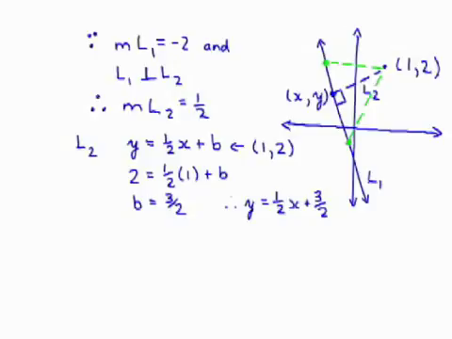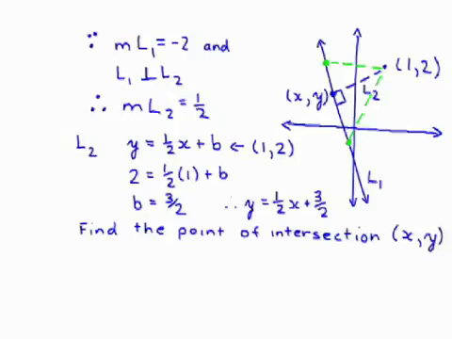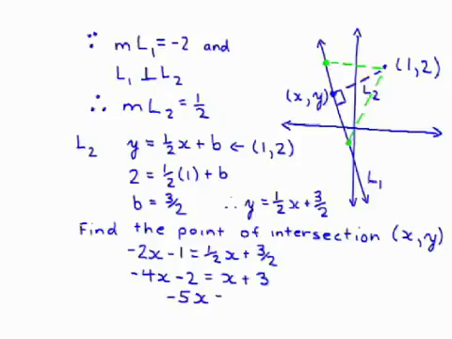Now what I'd like to do is find the point of intersection between line 1 and line 2. And that point of intersection is the desired point (x, y). I'm going to do this by substitution. So I can say that -2x minus 1 is equal to 1/2 x plus 3/2. In the next line, all I've done is multiplied everything on both sides of the equation by 2. That way I don't have to work with any fractions. So I end up with -4x minus 2 equals x plus 3. I can solve for x. x is equal to -1.